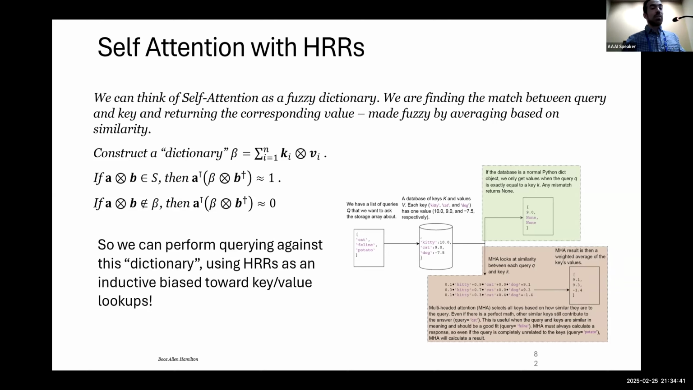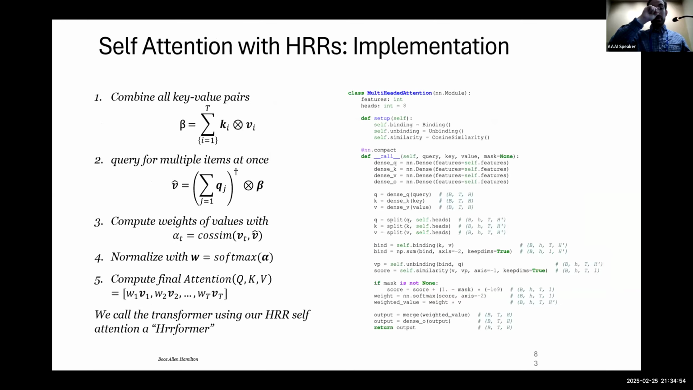And then if we have a query, we're just going to unbind with that query and see if it's approximately equal to 1. Yes, it's present. Or is it approximately equal to 0? No, it is missing. And we can implement that. It doesn't take that much code. That's the entire bit of code.